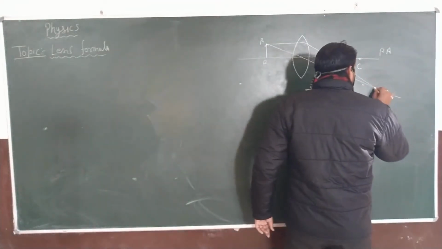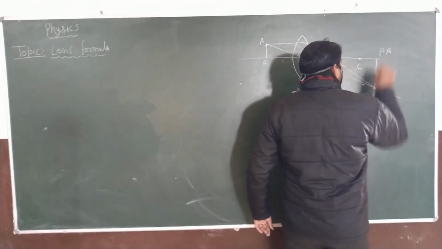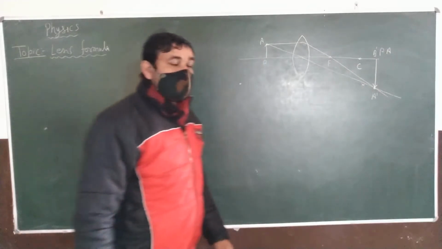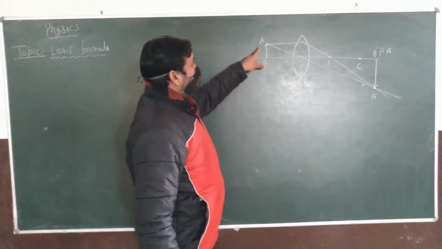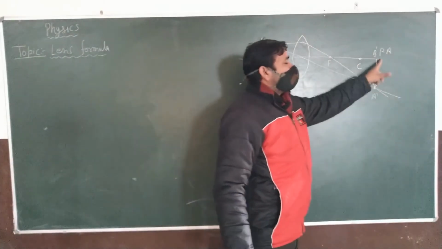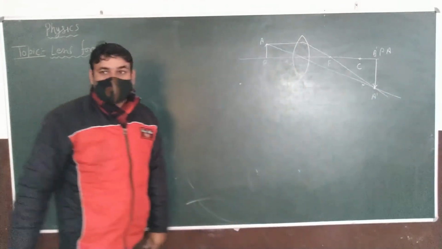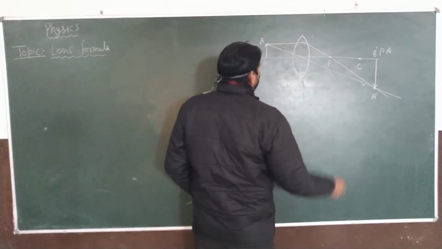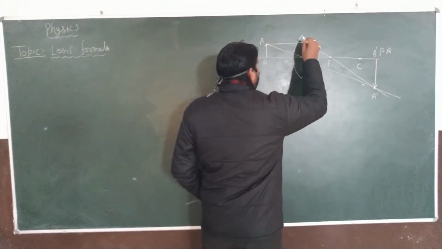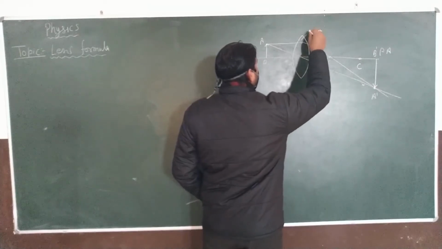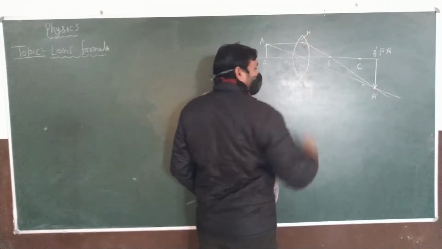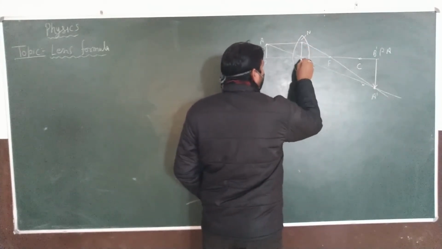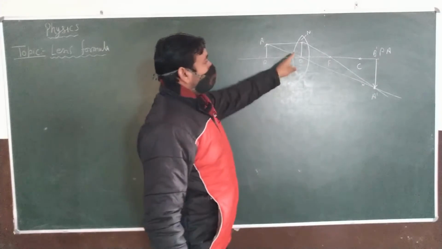When we draw a perpendicular on the principal axis, we get the location of B dash. Now AB is the object, therefore A dash B dash is the image of object AB. Okay, now some things which we have here. Let's say this point is M, and by dropping a perpendicular on the principal axis, it intersects at O.